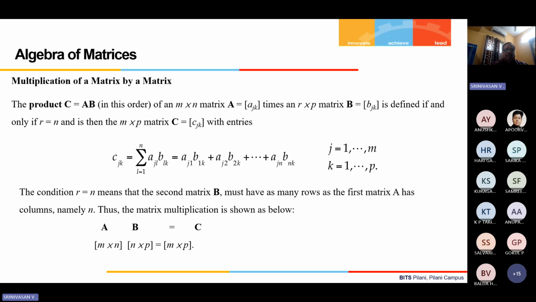Okay, so that's what is written. A is of order m by n, B is of order n by p here. So these two are equal. Therefore, the resulting product matrix will be of order m by p.